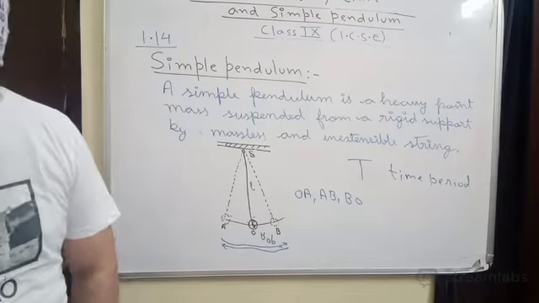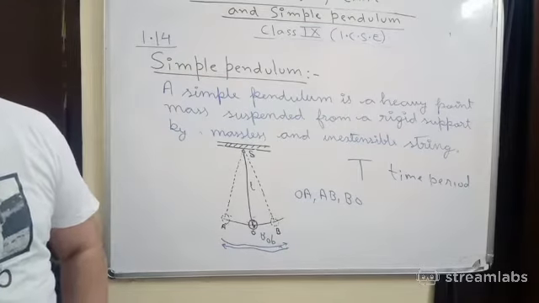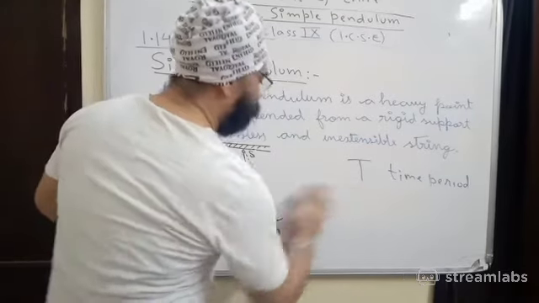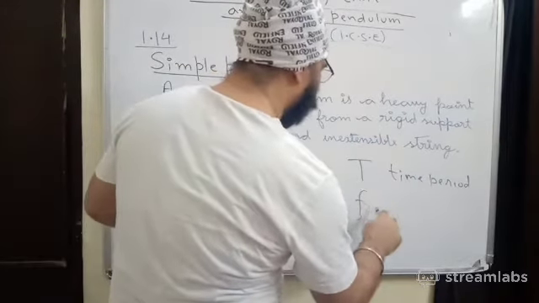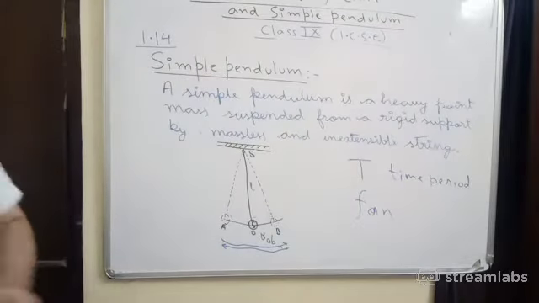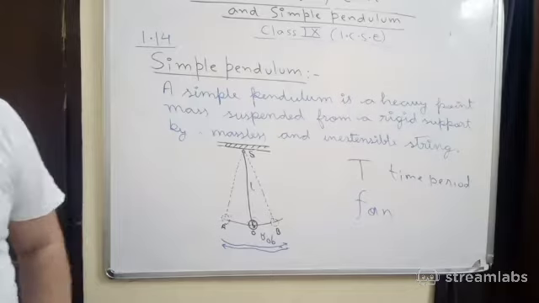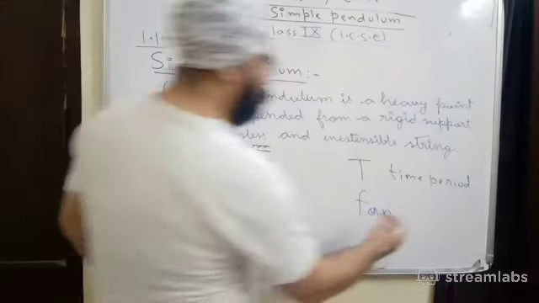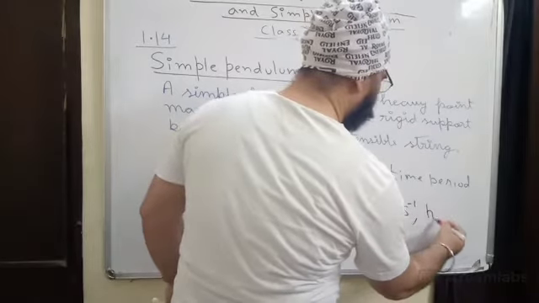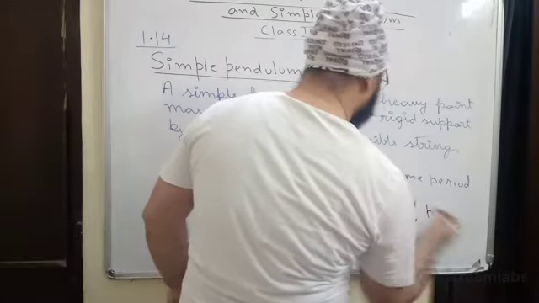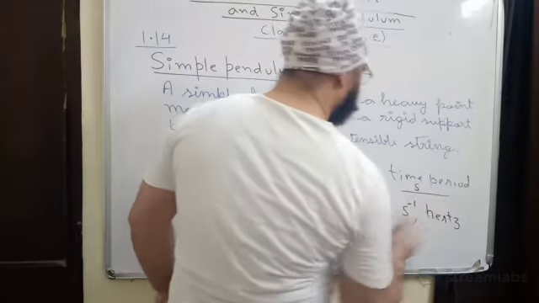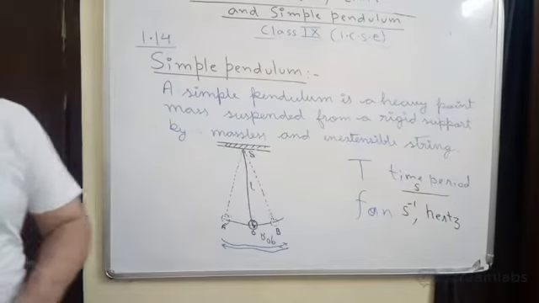I'll read out your book's definition. Frequency of oscillation is the number of oscillations made in 1 second. And how do we denote it? We denote it by a small f or a n, and its unit is per second, second inverse. It's also known as hertz. Time period's SI unit is second.